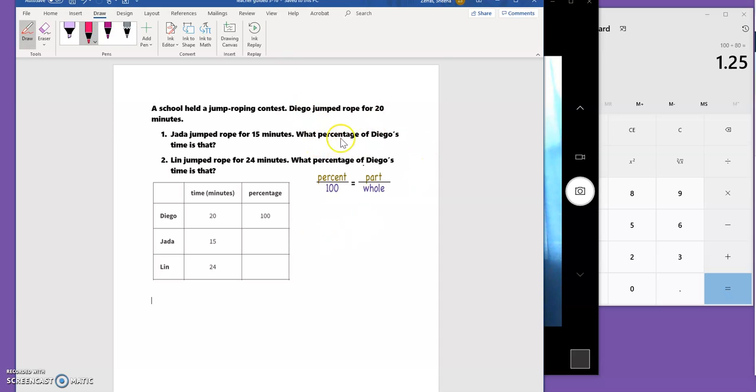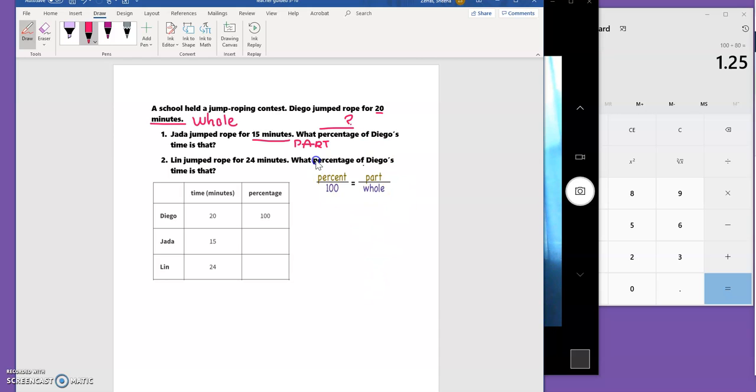Okay. The percent is going to be out of Diego's time. So 20 minutes will represent the whole amount. And Jada has jumped for 15, so that will represent our part. Then this question is asking me a percentage, so I'm going to put a question mark above there.